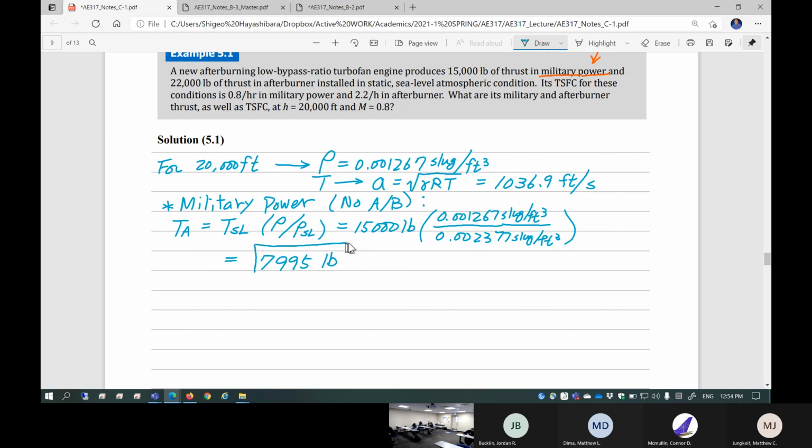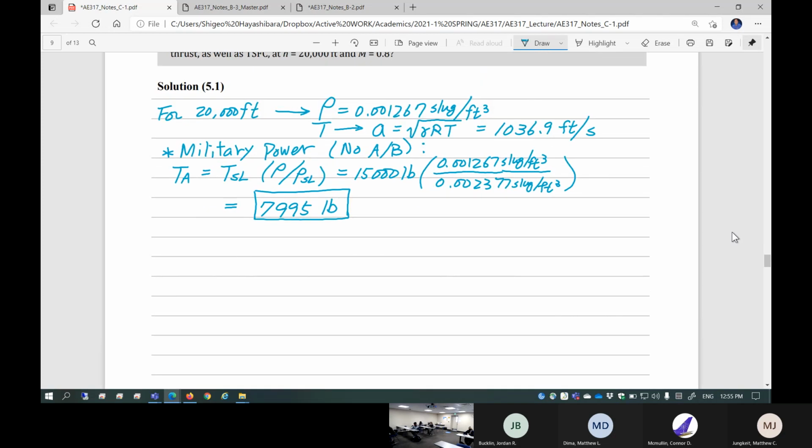In military power, no afterburner. So at 20,000 feet altitude, this is the thrust available for this propulsion system. This is the low bypass ratio turbofan. So this is TA, thrust available at 20,000 feet. Okay, so the next question is, what is the military power TSFC? So let's use the C_T. This is the TSFC. So TSFC is C_T at sea level.